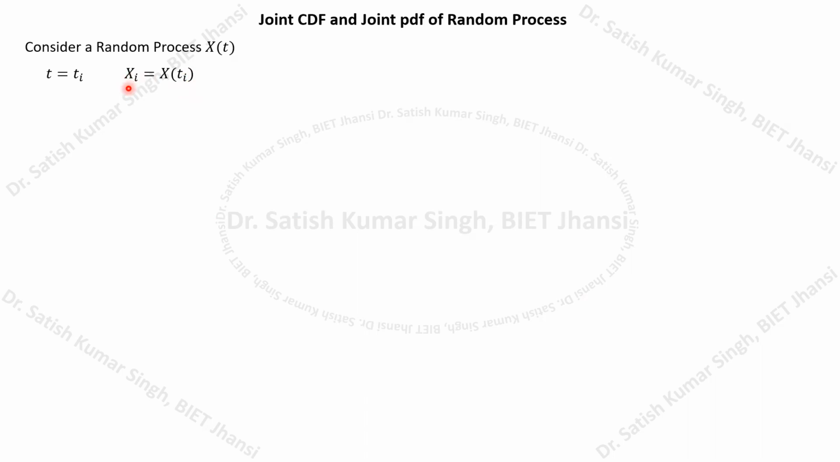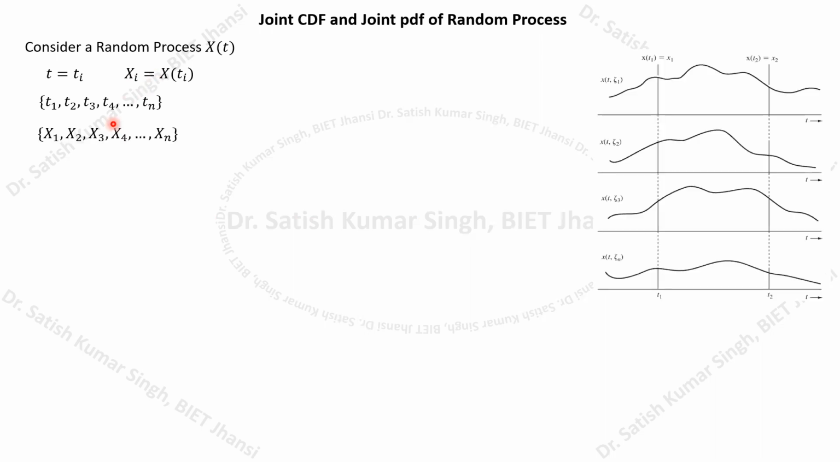So here you try to understand that this Xi is representing the random variable. It is not representing the actual outcome. It is the value assumed by this random process at time instant t equals ti, and that outcome will be called the random variable Xi. So that we have to understand from this graph only.